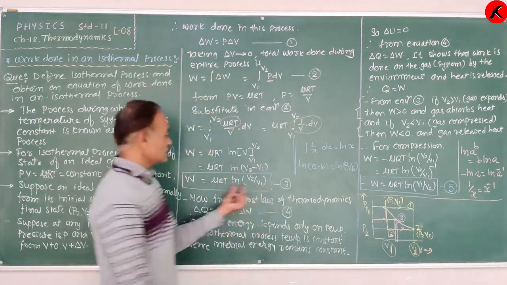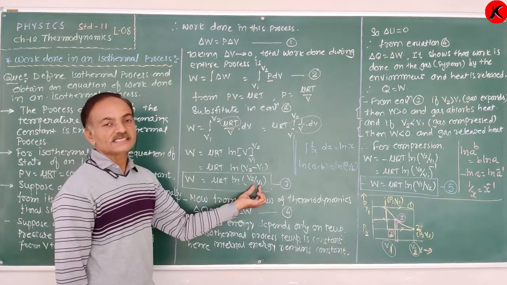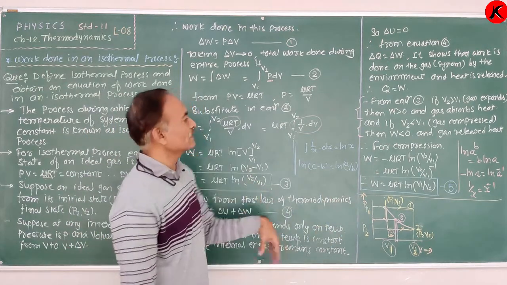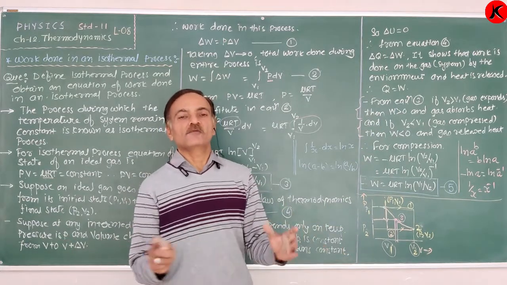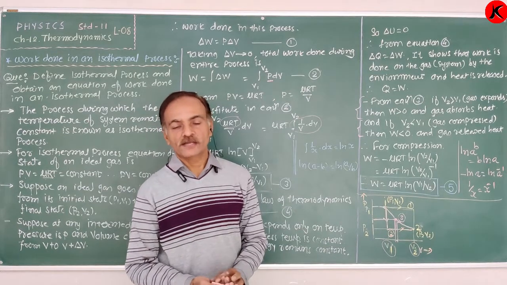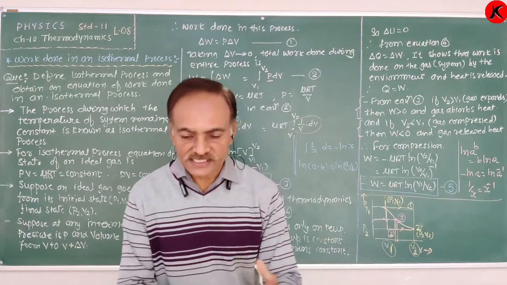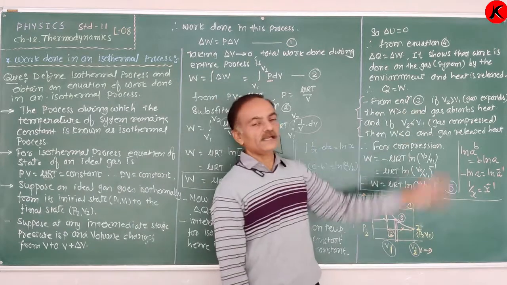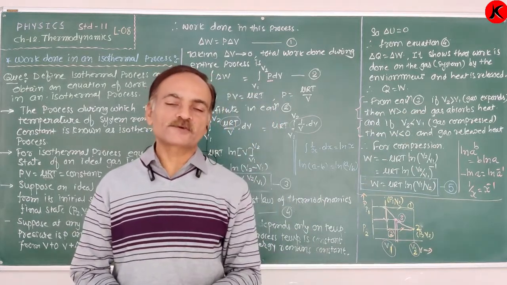Now, from this equation, if the final volume V2 is greater than the initial volume V1, it means the gas expands, and the work done is greater than 0. That means the work done is positive. It means that due to the expansion, work is done by the system on the surroundings or the environment. And during this expansion of the system, heat is absorbed by the system.